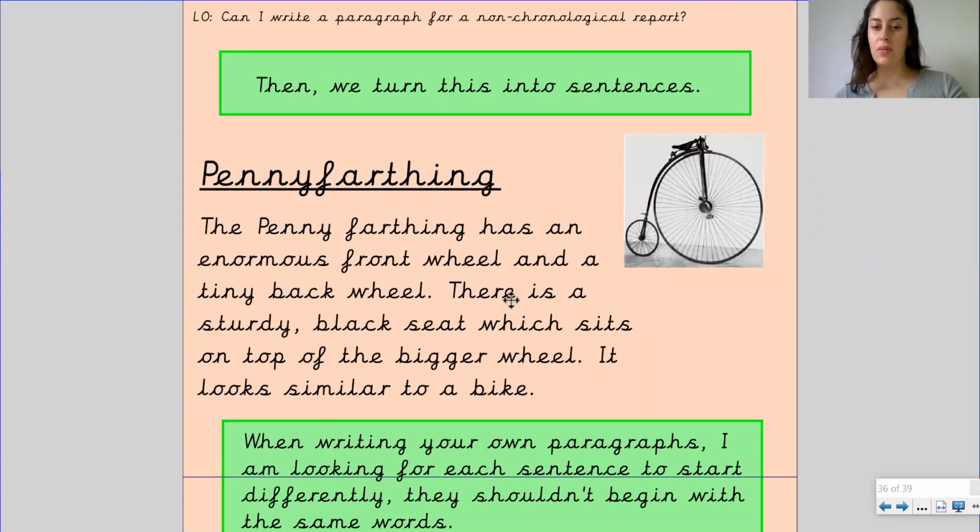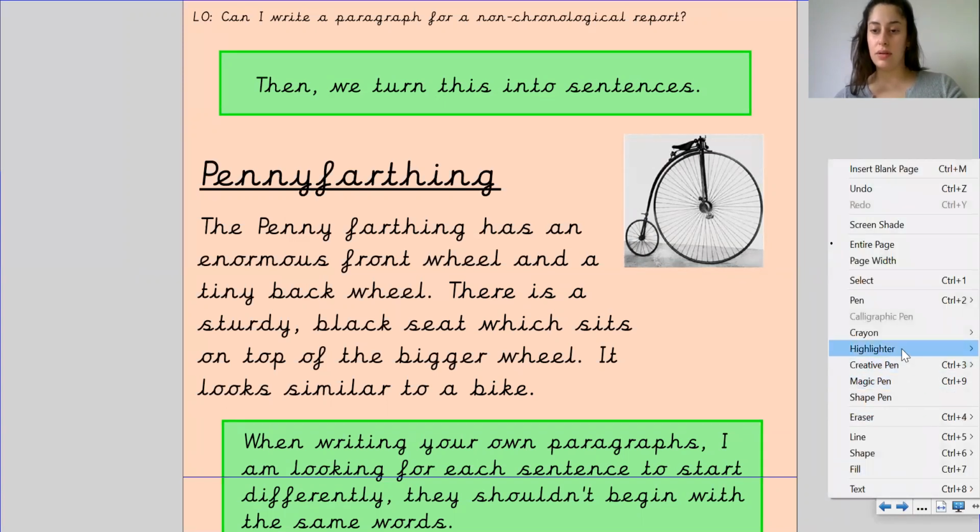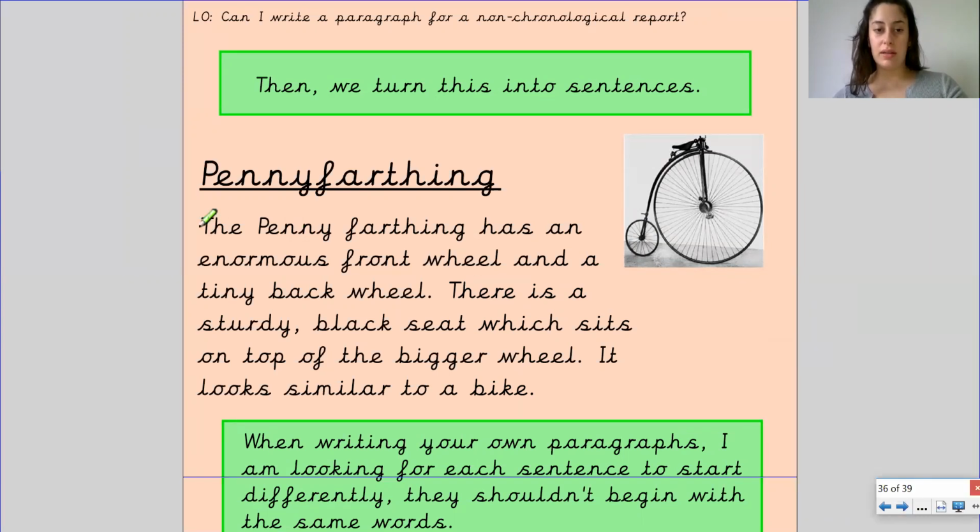What does the next sentence start with? There. There is a sturdy black seat which sits on top of the bigger wheel. You could even add more detail, which sits on top of the bigger front wheel. It looks similar to a bike. So if you pay close attention, we have started each sentence in a different way. And we've created 3 sentences that have formed into a paragraph to describe what the penny farthing looks like.